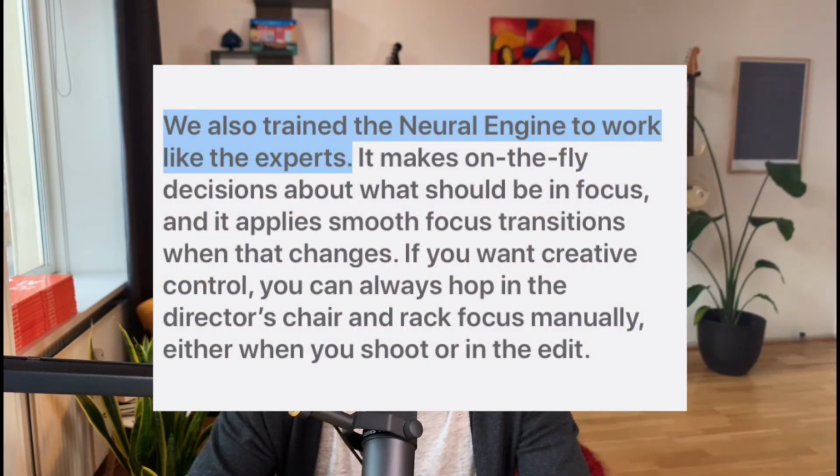And this is the interesting thing. We trained neural engine to work like the experts. So from what they said, it sounds like they asked some experts to make some decisions about what to focus on in certain shots, and then they collected data from these experts and they allow these AI algorithms to learn from them. So that would be the second AI algorithm that you need to make cinematic mode work.